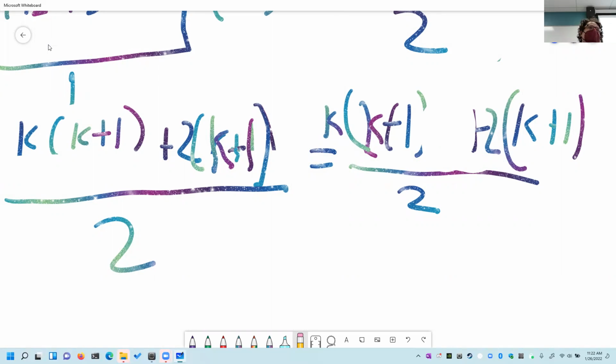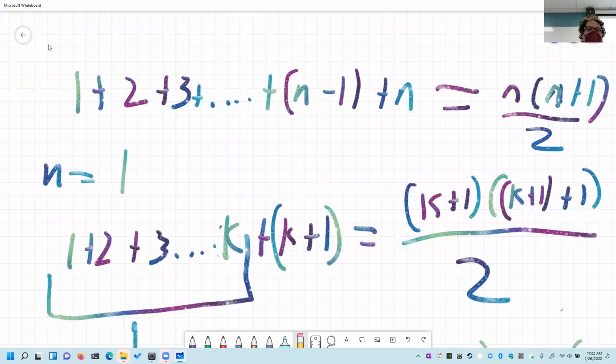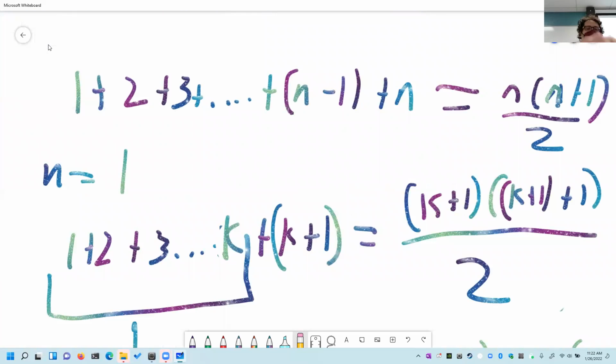So we've assumed it's true for k. That means that since it works for 1, it works for 2, and if it works for 2, it works for 3. If it works for 3, it works for 4. If it works for 4, it works for 5. And so it works for any value of n.